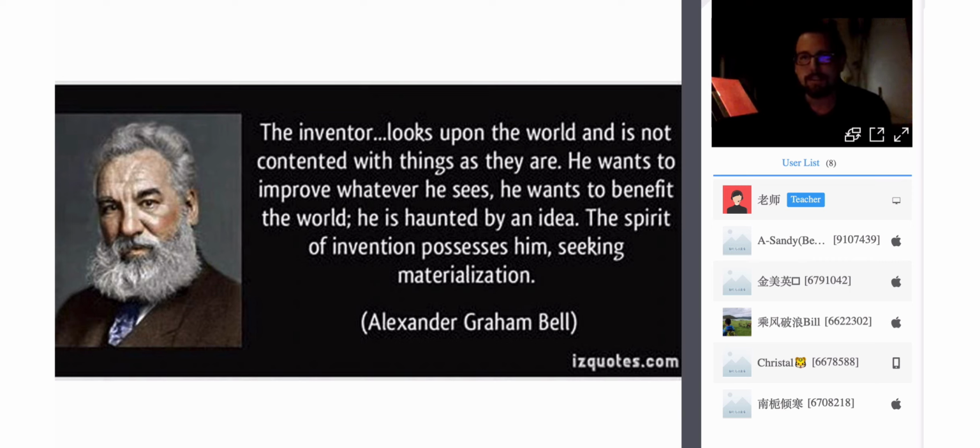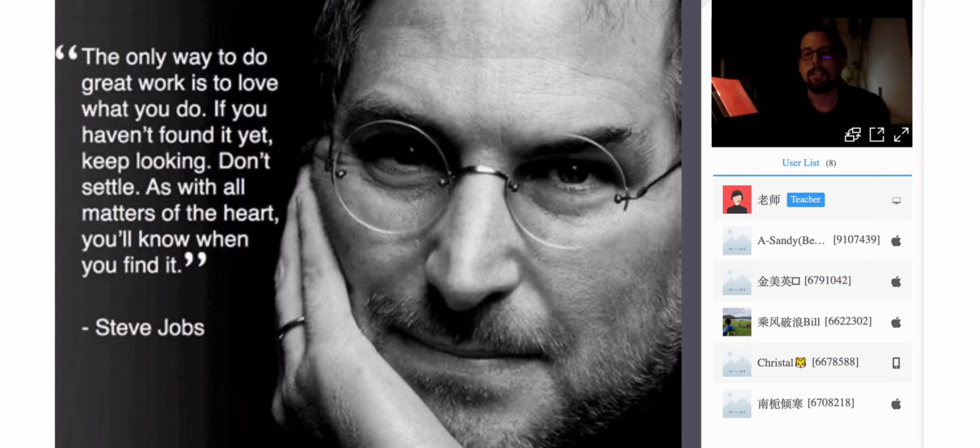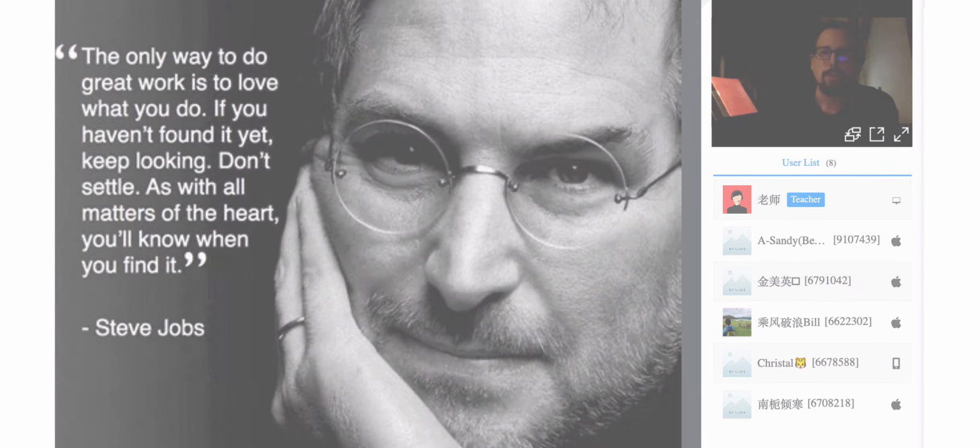Wow. What a genius. A designer. Designer is an emerging synthesis of artist, inventor, mechanic, objective economist, and evolutionary strategist. And the only way to do great work is to love what you do. If you haven't found it yet, keep looking. As with all matters of the heart, you'll know when you find it.